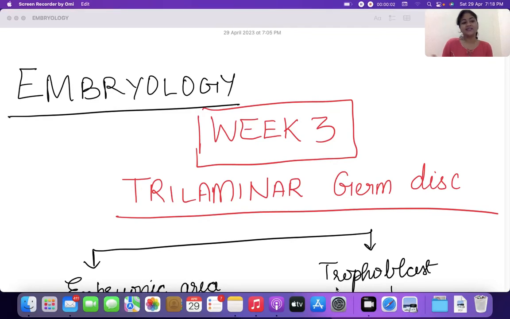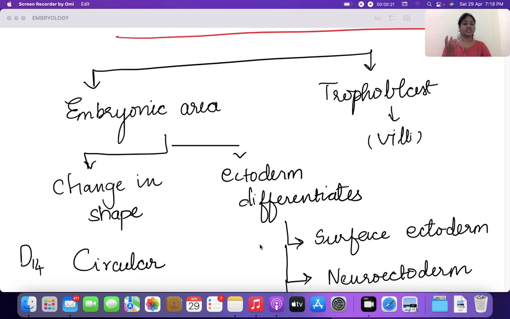Hello, now we'll be seeing about week 3 changes in embryology. Week 2 it was bilaminar, week 3 it is trilaminar. Similar to week 2, we will discuss the changes happening in the embryonic area as well as in the trophoblast area. In the embryonic area there is a change in the shape.